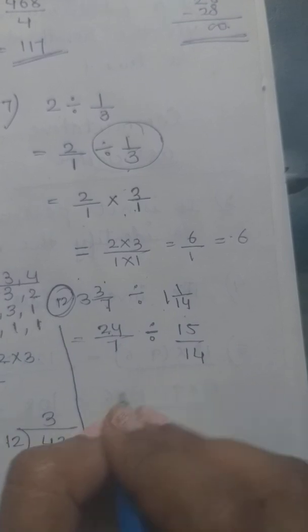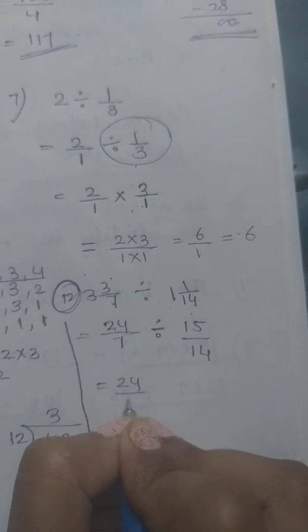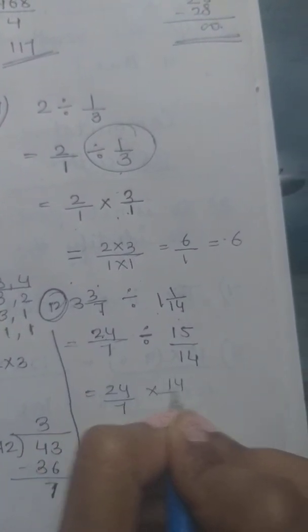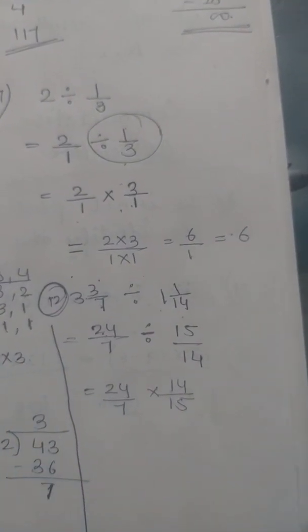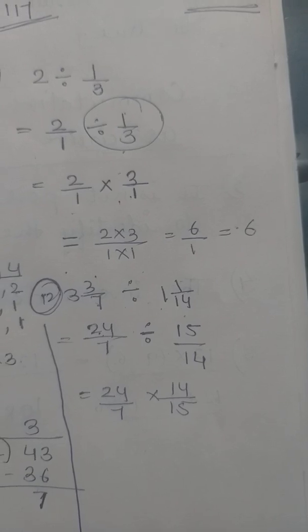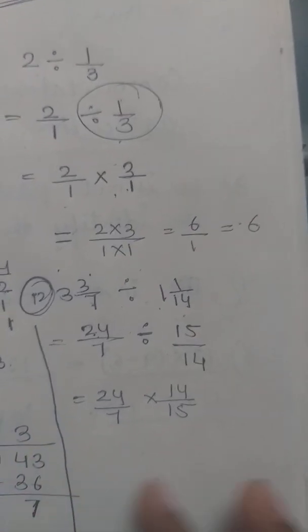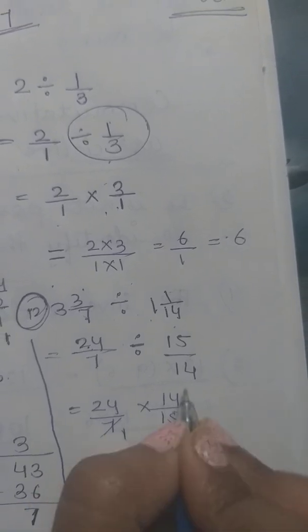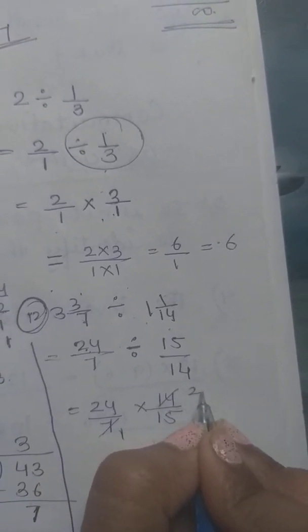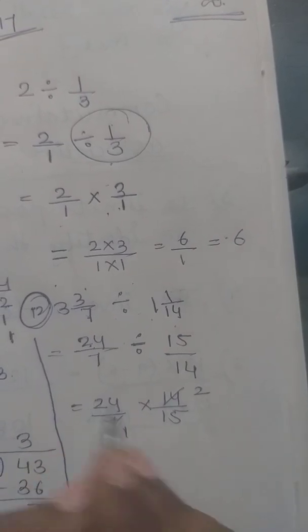Take the reciprocal of this number. So 24 by 7 multiply by 14 by 15. Now wherever cutting is possible, you can do it simply over here, or otherwise you can multiply the numbers and finally get it cut. For example, 7 ones are 7, 7 twos are 14. Now here cutting is possible.